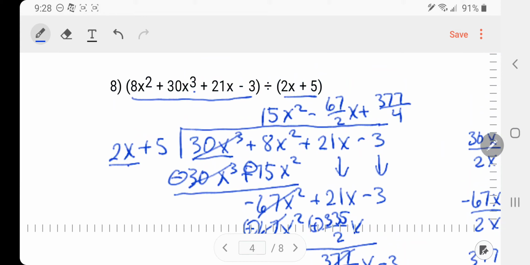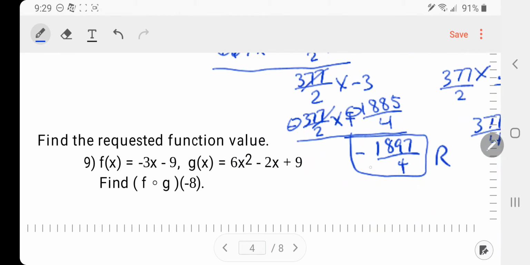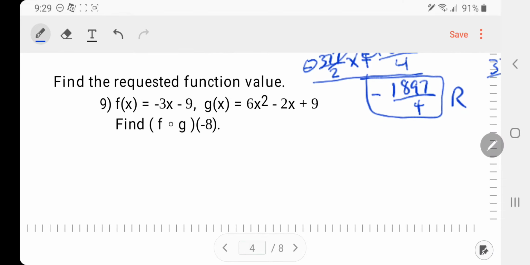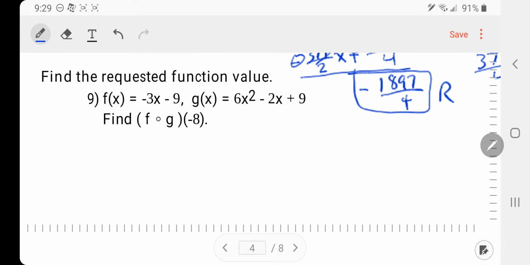Okay? And this up here is the quotient. So the way you would give that is you would say 15x squared minus 67 halves x plus 377 over 4. That's the quotient. Negative 1,897 over 4. That's the remainder. And that was super nasty. I'm so sorry. Maybe the actual one on the test won't have nasty fractions.